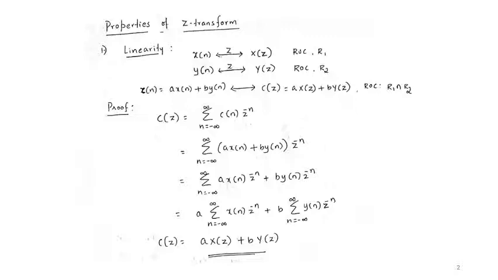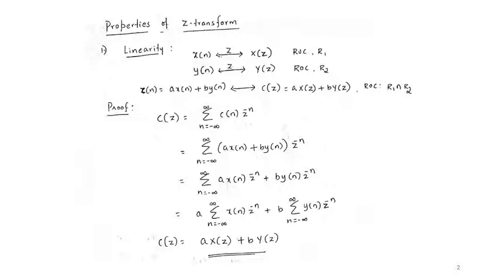Now I apply the definition of Z transform here. The first term, the summation over minus infinity to plus infinity of x of n z to the power minus n, can be written as x of z. Similarly, the summation over minus infinity to plus infinity of y of n z to the power minus n can be written as y of z. Therefore C of z is equal to a into x of z plus b into y of z. So this is my RHS.